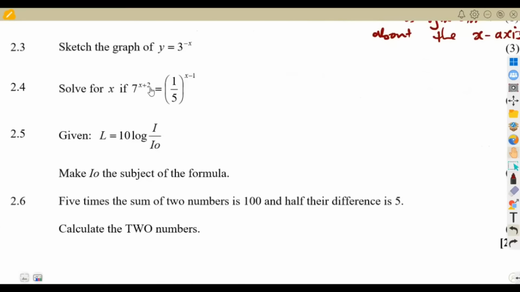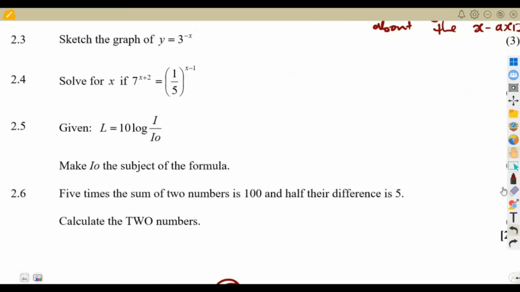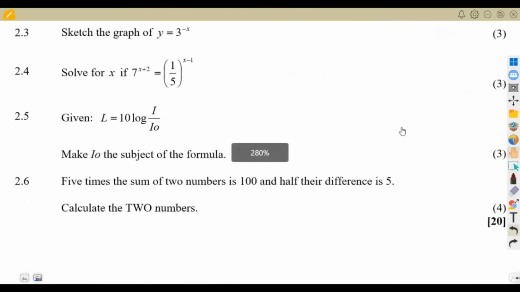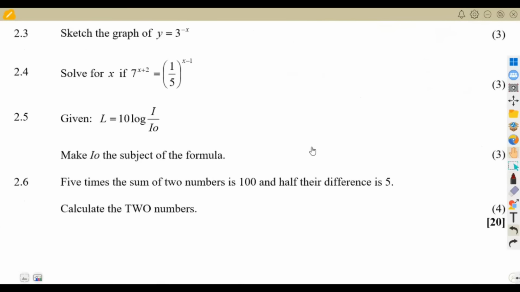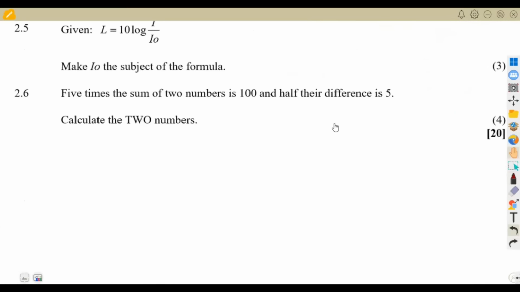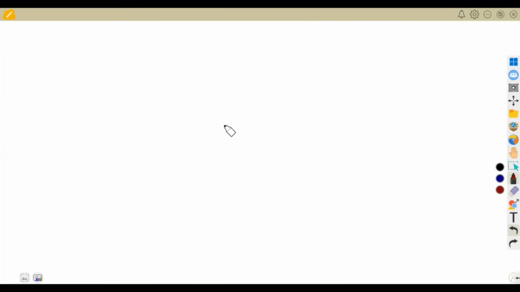Question 2.3, sketch the graph of y is equal to 3 to the exponent of negative x. So there we are referring to an exponential function. You just have to know the type of the graph that you are going to draw at the end.